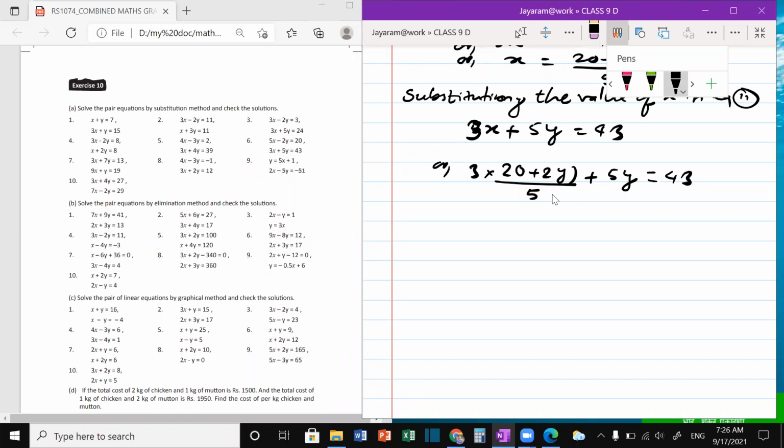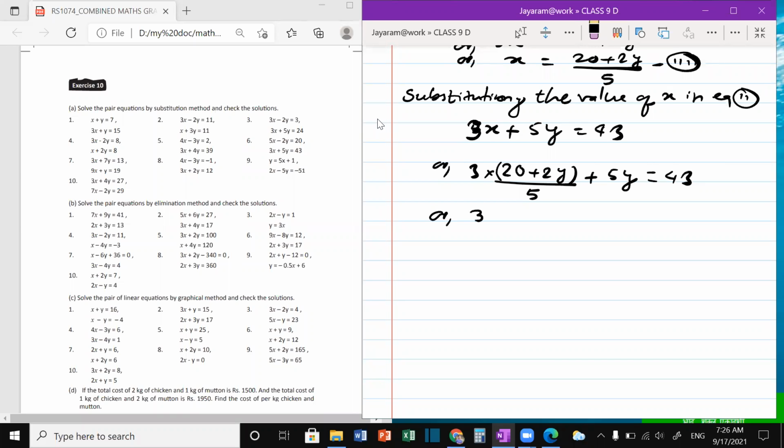Sadiksha, yes, please. Sir, can we write like this: 3x equals 43 minus 5y? That's also right. That's good. That's fine. Sir, I think that is simple. Okay, I'll do it that way also. Okay, now I'll just do it like this way.